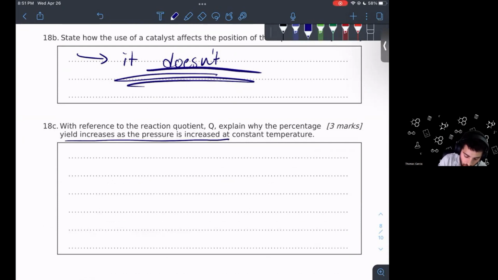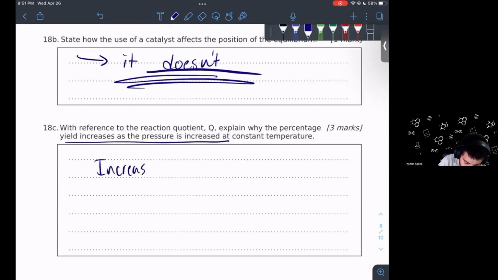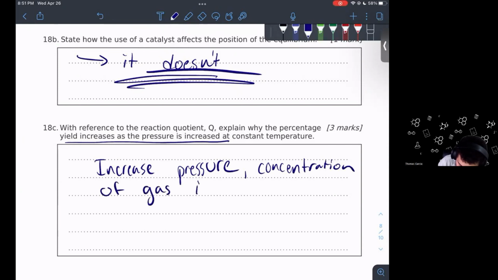Well, when we increase pressure, concentration of gas increases. That's just basic statements. We're saying we're increasing the pressure by increasing the concentration of gas, and that could come either from decreasing the reaction chamber, the volume of it, squeezing the particles closer together, or pumping more reactants in. Either way, we're going to have an increase in pressure. So we can say that.